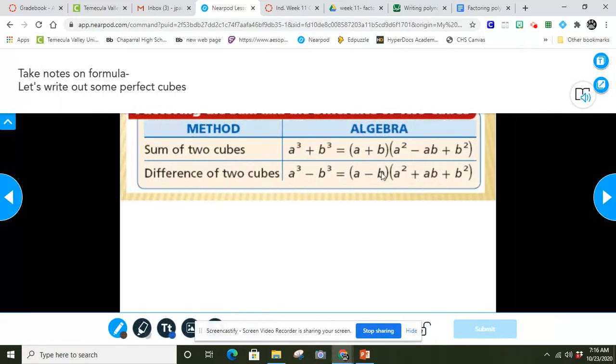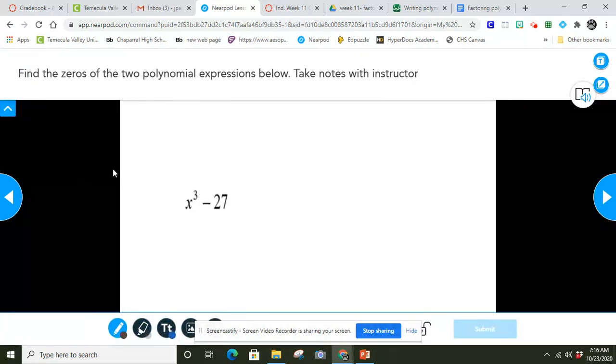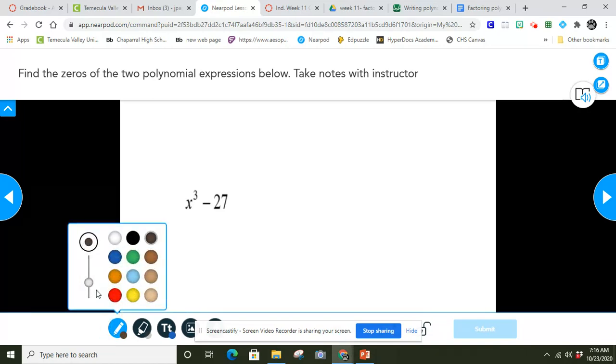All right, from the previous slide, I just plugged everything in. Now I'll do the difference. Now I'll do x cubed minus 27. So 27 is 3 cubed, so my a is x and my b is 3. I'm just going to plug all that stuff in and then solve.